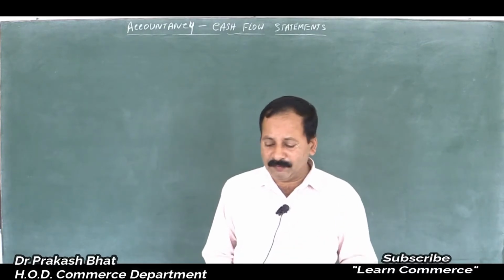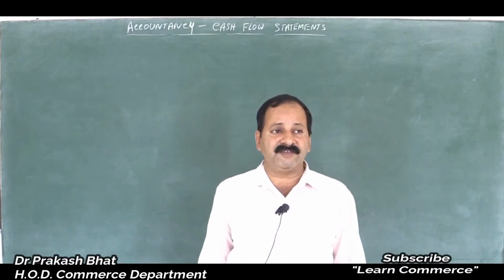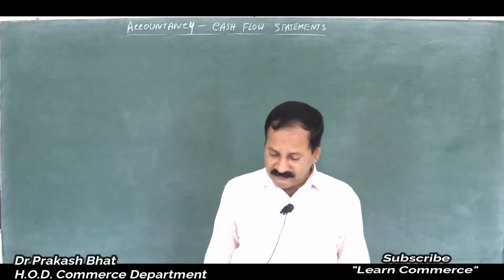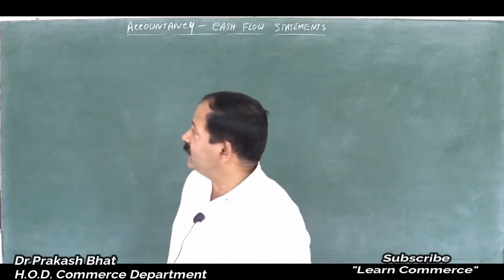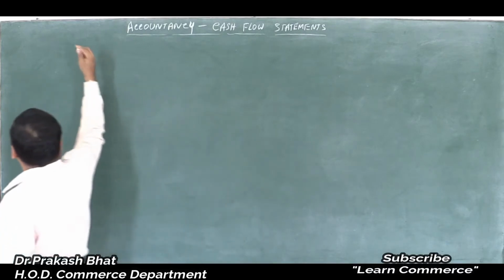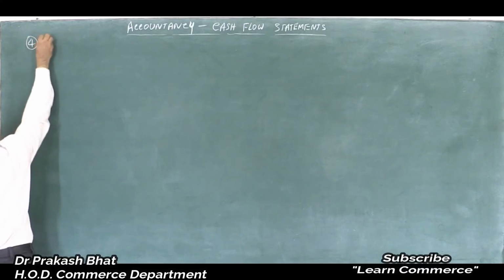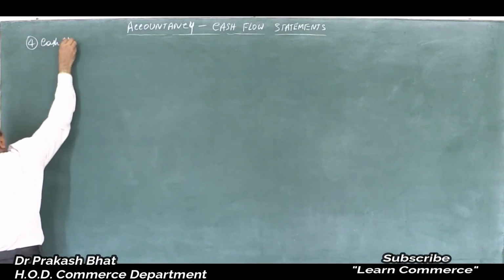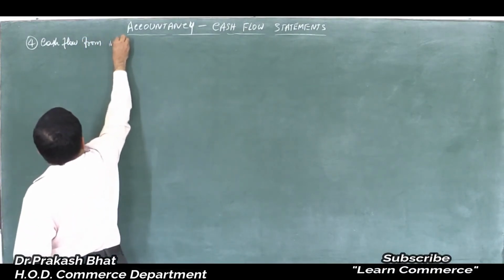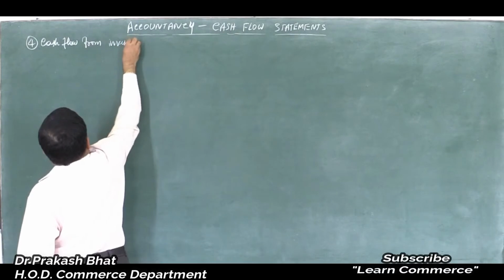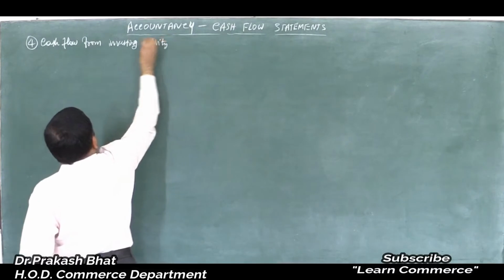Without preparing that, you won't be in a position to know how much is the net cash flow from investing activities. We will not come to know. Okay. So let's do it. Cash flow from investing activities. Write the heading. Problem number how much? 4. Right. Cash flow from investing activities.